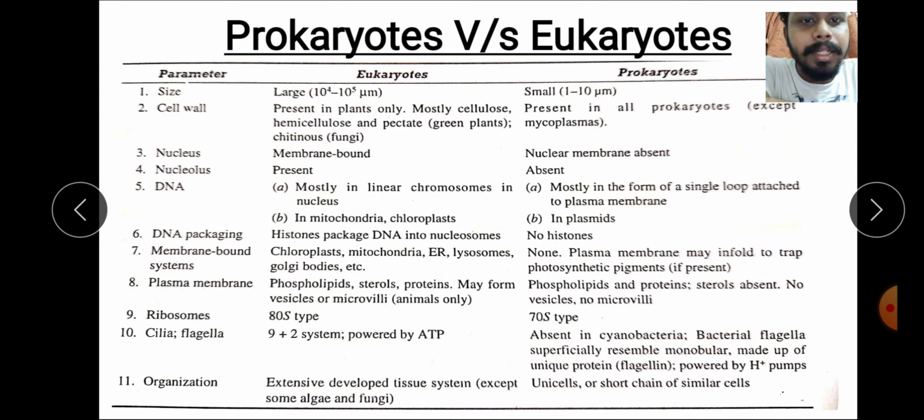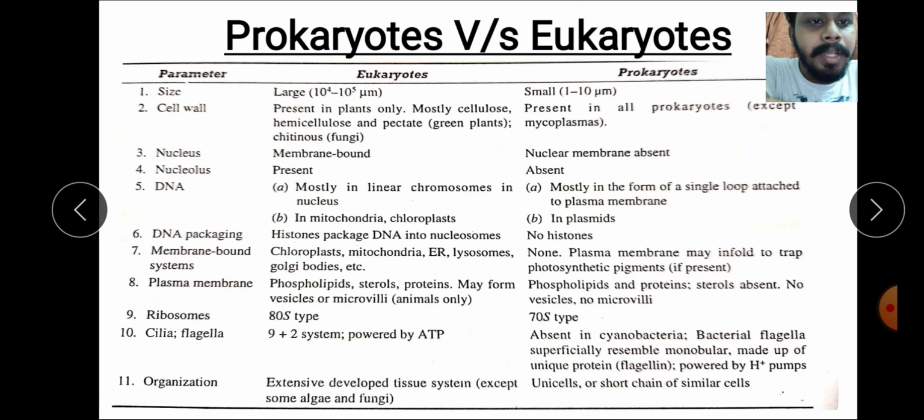And next is the membrane-bound system. Eukaryotes have chloroplast, mitochondria, lysosomes, Golgi bodies. All the membrane-bound organelles are present in eukaryotes, but none of them are present in prokaryotes. Okay, and the next is the plasma membrane.